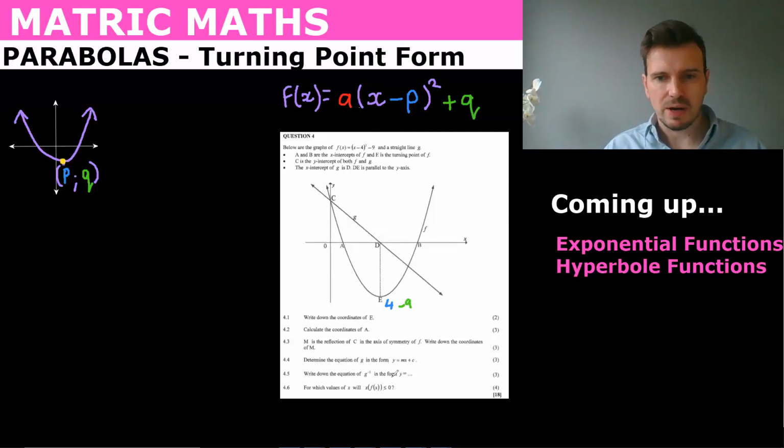So 4.1 asks, well, what is the turning point? What are the coordinates of E? So we can just put that in. That's a nice 2 marks.